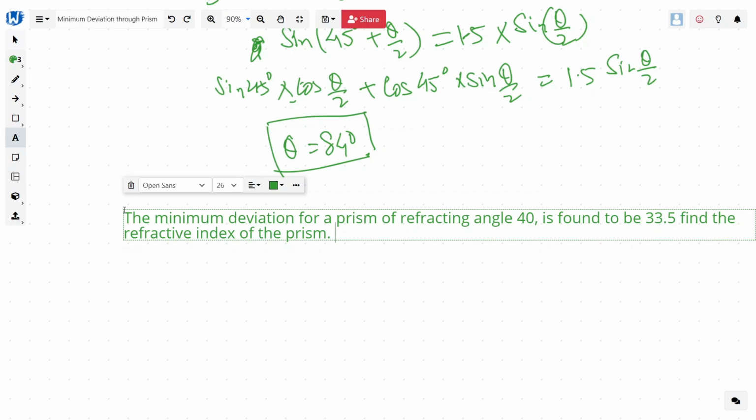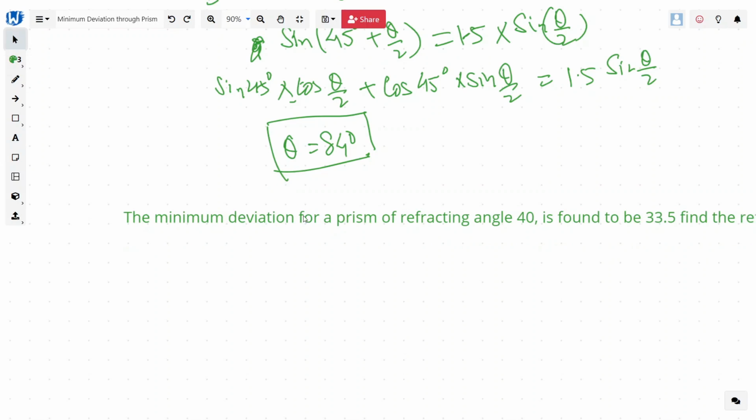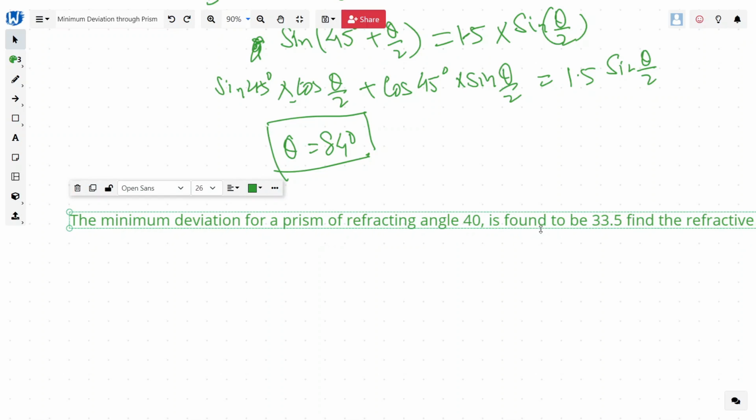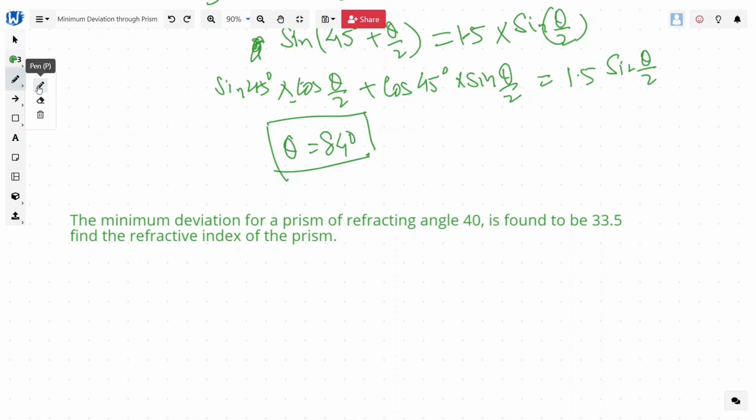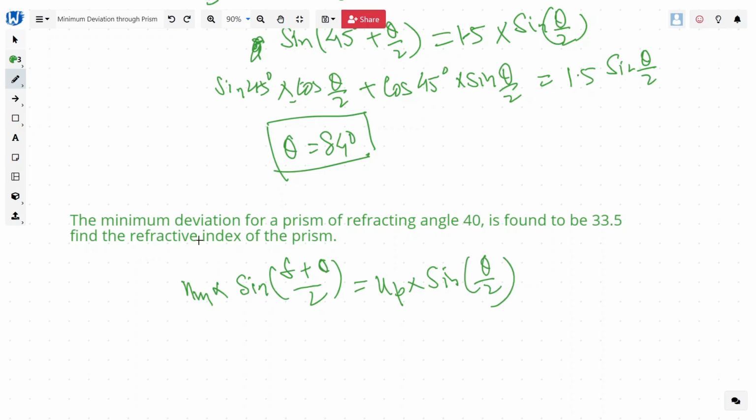Okay, so the moment we see it is given the minimum deviation, right? Minimum deviation is given, and we just have to find the other way around. Usually the refractive index is given, but here we know it is a minimum deviation case, so we can simply write our equation and see what is provided. So this is n of medium sine of delta plus theta by 2 is going to be n of prism into sine theta by 2. Now let's see.